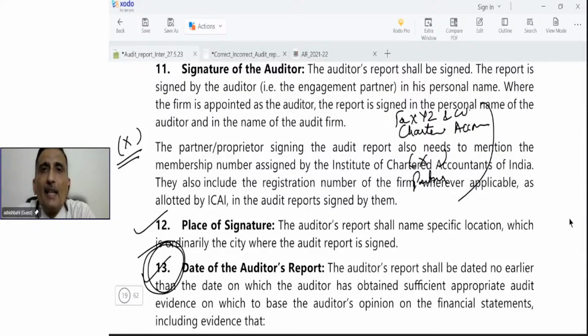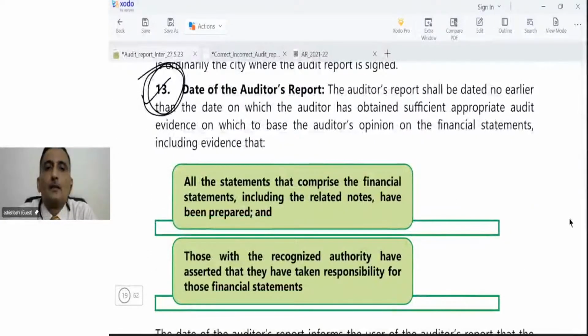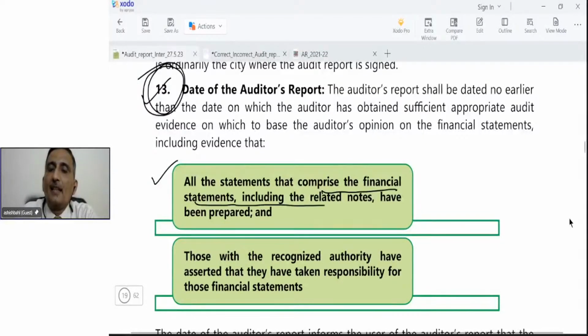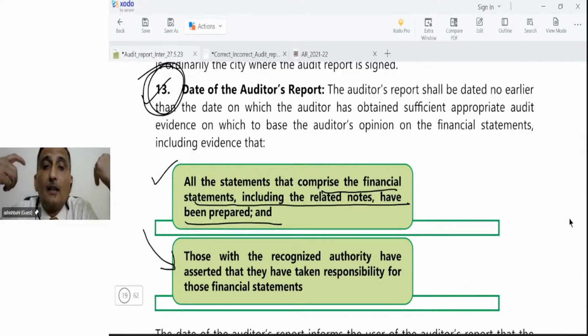And it also means that all the audit evidence has been received by you before that date. Obviously, you cannot receive audit evidence after issue of your audit report. So this indicates that all the financial statements, including related notes, have been prepared. And another point, that management has also taken responsibility for those financial statements. Because management has prepared, they have included all estimates, and after that auditors have signed.